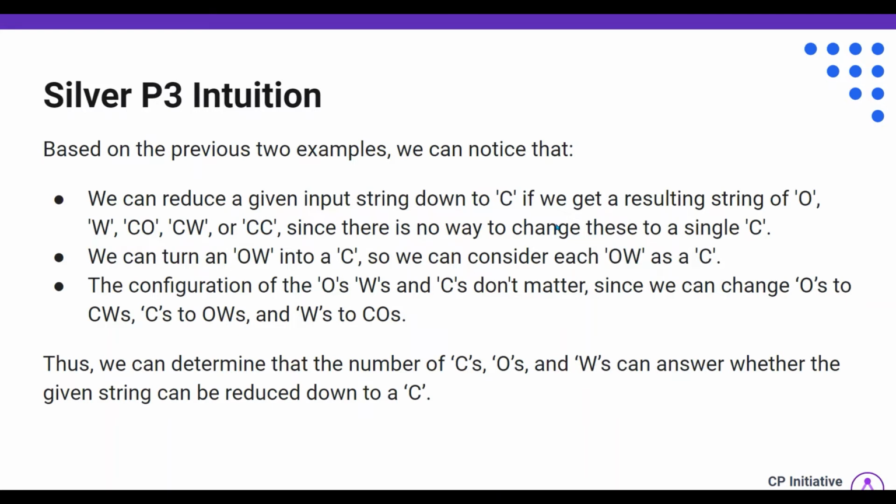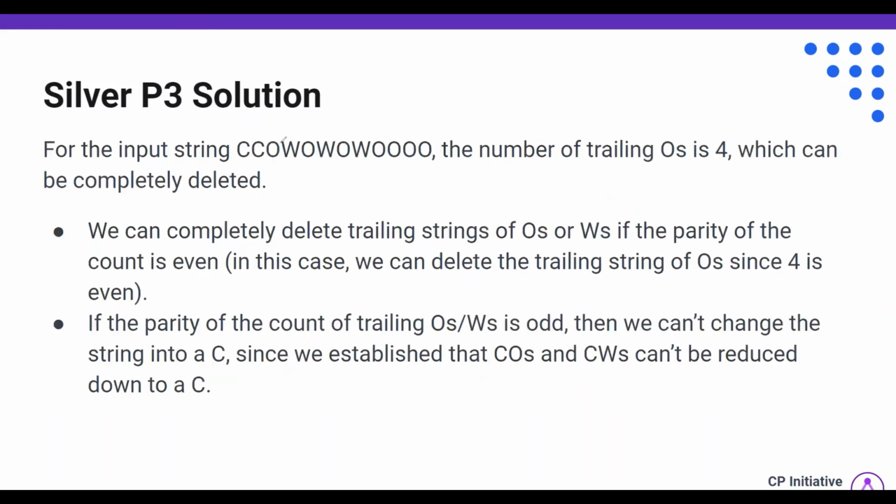So here's a solution. Let's say we have an input string C, C, O, W, O, W. This is sort of the optimal configuration, because we have multiple OWs, which we can just convert into C's, OWs here, OWs here. And we have consecutive C's here, and then we have trailing O's. So it's sort of the optimal configuration.